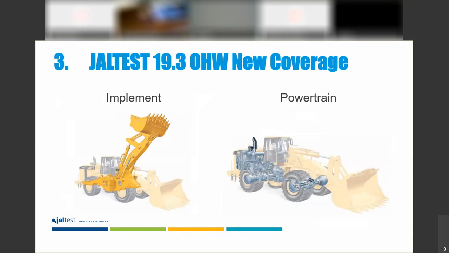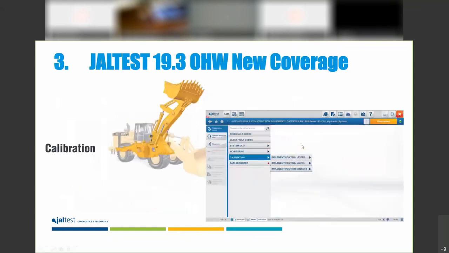Now continuing with the off-highway side. Calibrations: we're talking about the implements, so control levers, valves, and sensors. Every time you want to modify one of these implements, these calibrations need to be done, because if not, they operate differently, and then the weight, the load, and the angles are not the same. So these are pretty much advanced calibrations that help out a lot when you're in this field.